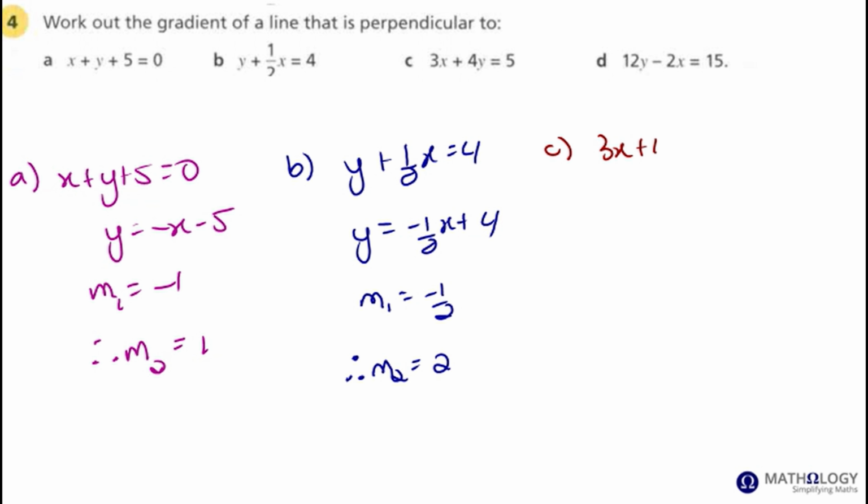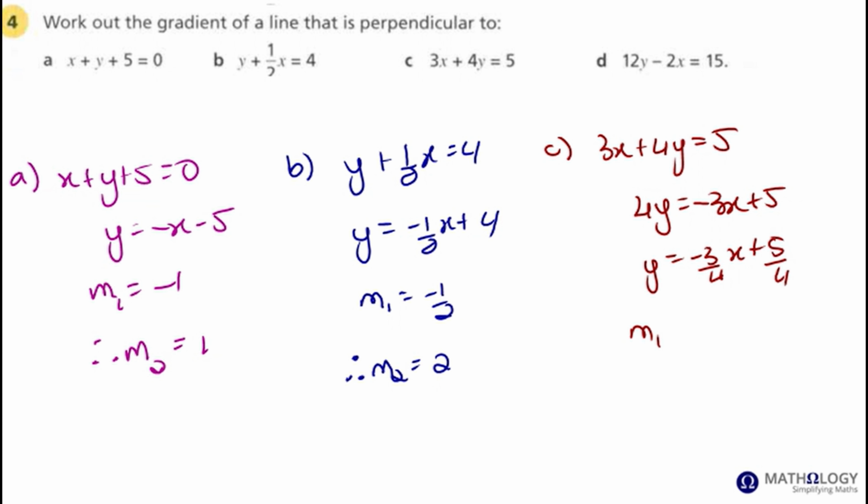Again, this line is not in standard form, so we put it into standard form. 4y equals minus 3x plus 5. Divide through by 4, y equals minus 3/4 x plus 5/4. The gradient of this line is minus 3/4. Therefore, the gradient of the perpendicular line will be the negative reciprocal of minus 3/4, which is 4/3.